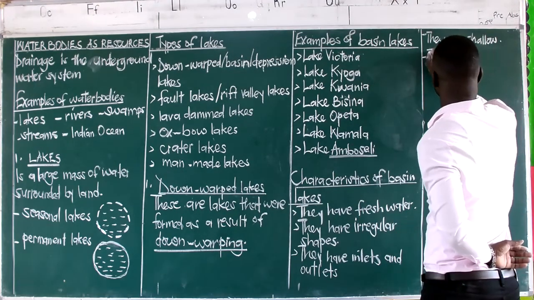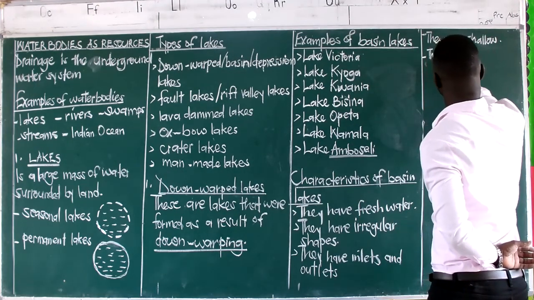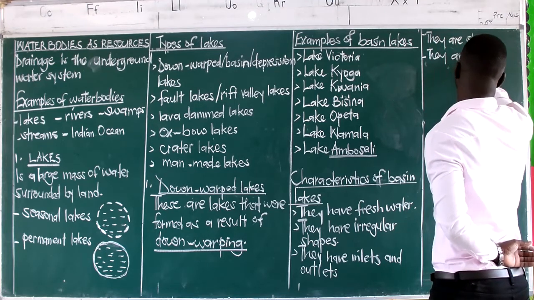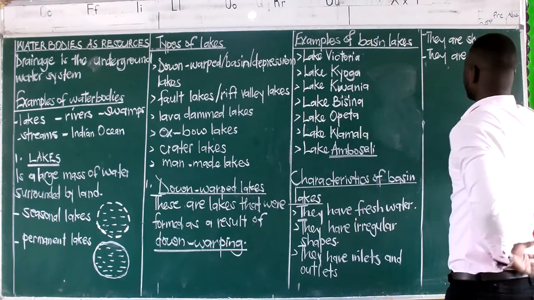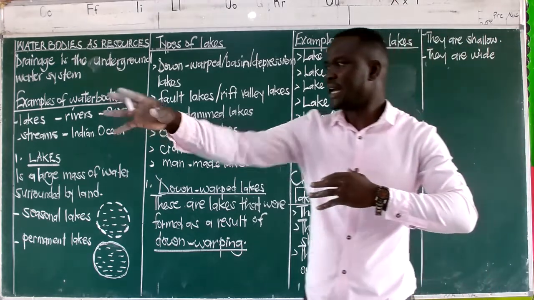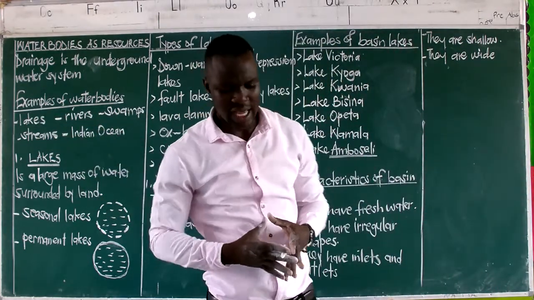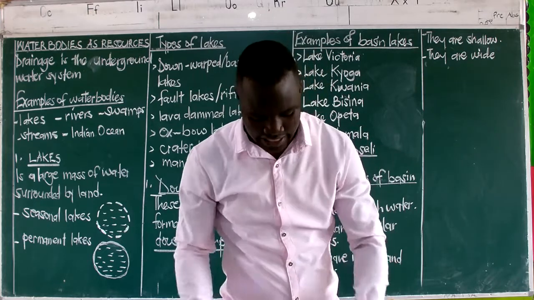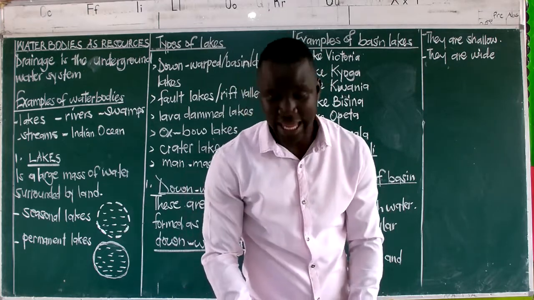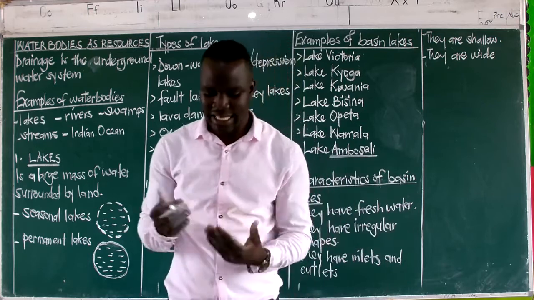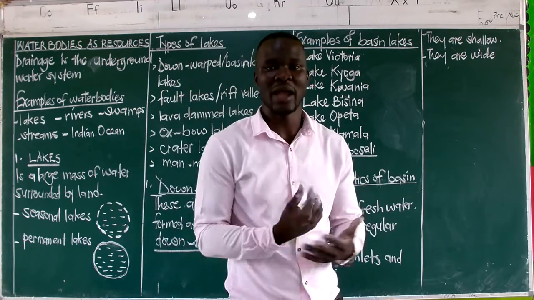Then we shall say, lastly, that these lakes are always wide. They are wide. You find a lake stretches very wide in an area. So those are the characteristics of these lakes. On page 68 gives us the examples of these lakes one by one.